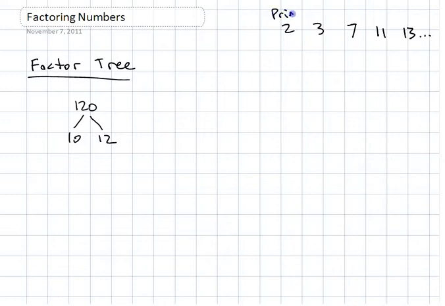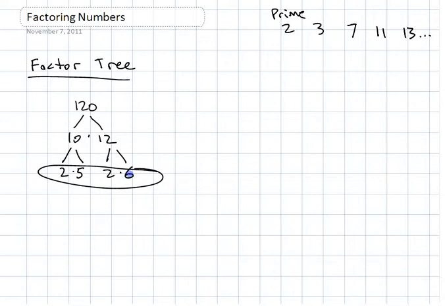Those are prime. Is 10 a prime number? No, because you can break it down into what? 2 and 5, right? 2 times 5. Like you're successively breaking it down into smaller and smaller multiplications. What about the 12? Can I break it down into anything? You can make it 6 and 2. Yep.